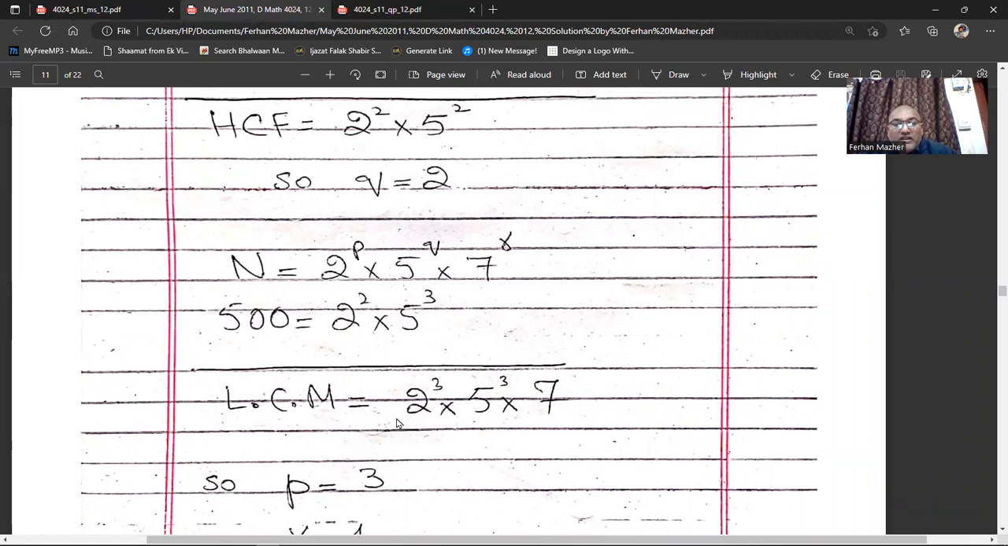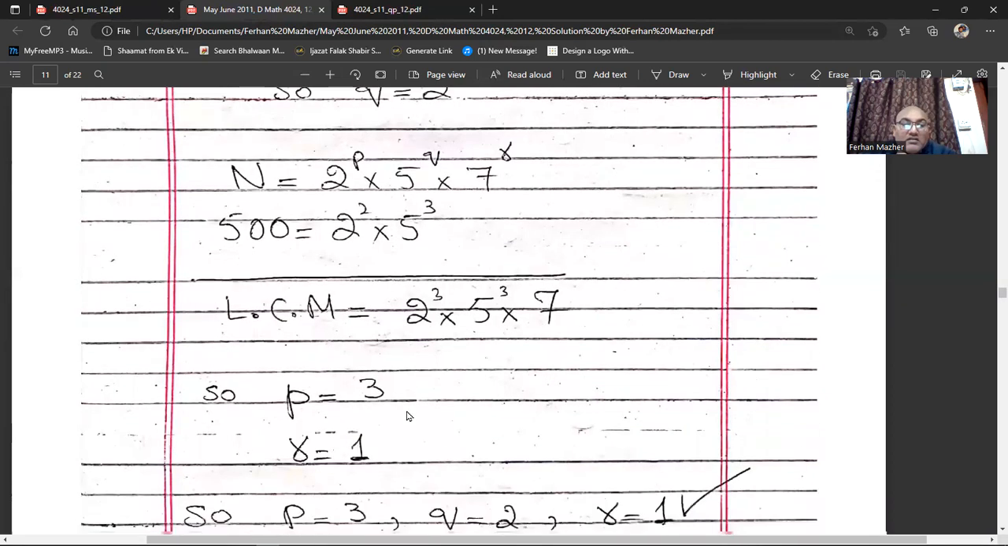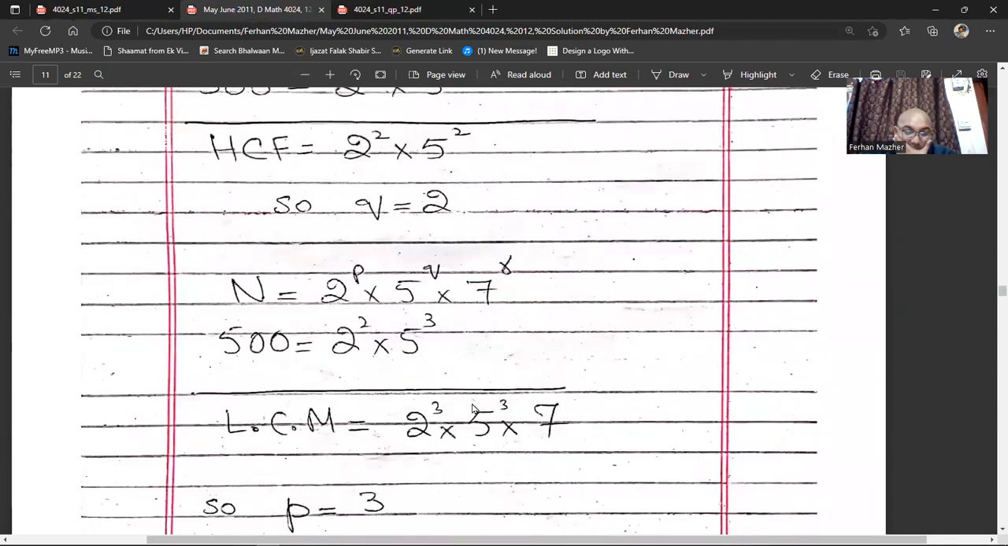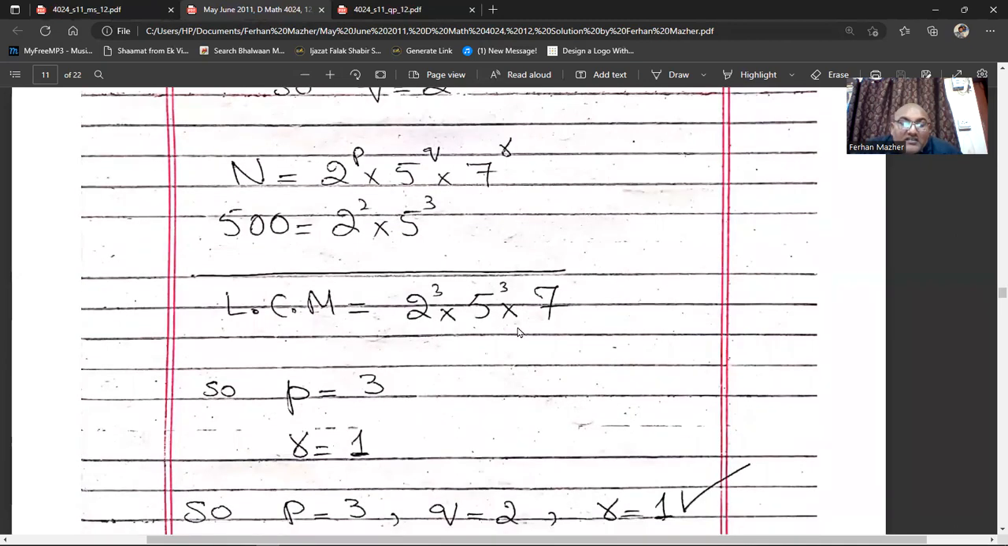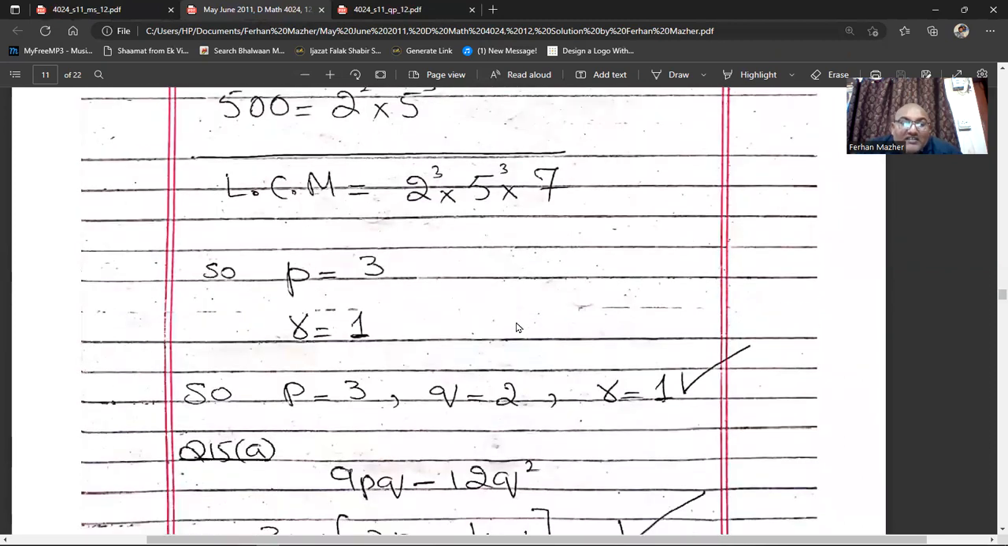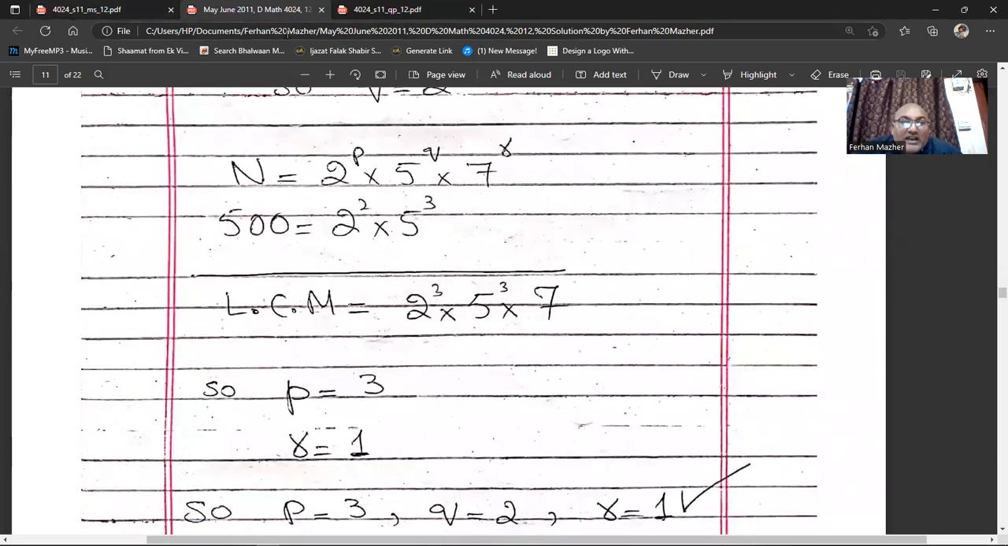This is the common 2, and in the least common multiple we take the highest power. So the highest power of 2 must be 3. So this p, its maximum value is 3. This is 7 raised to power 1, and here we have nothing, so here we don't have the r in the power. In the LCM, we have 7 raised to power 1, so this r's value is also 1. So p is 3, q is 2, and r is 1.